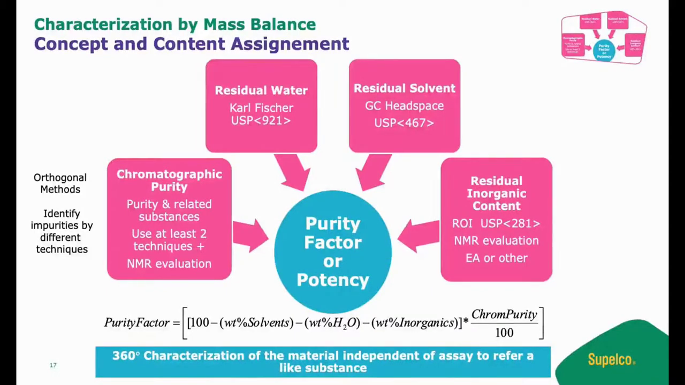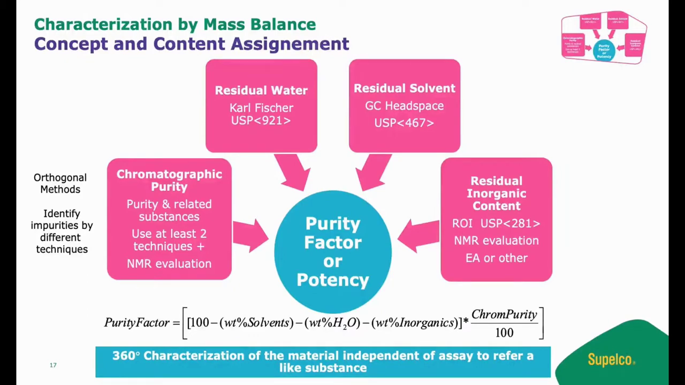Now let's take a look at the mass balance approach. Like QNMR, the mass balance approach assigns purity content, which represents the true amount of the material by weight. Here we use a comprehensive panel of tests to get a 360-degree view of the molecule.